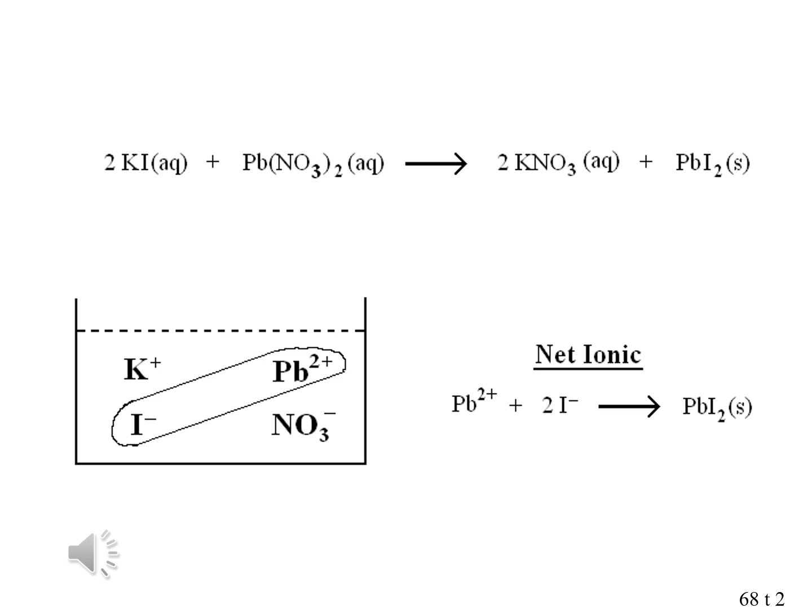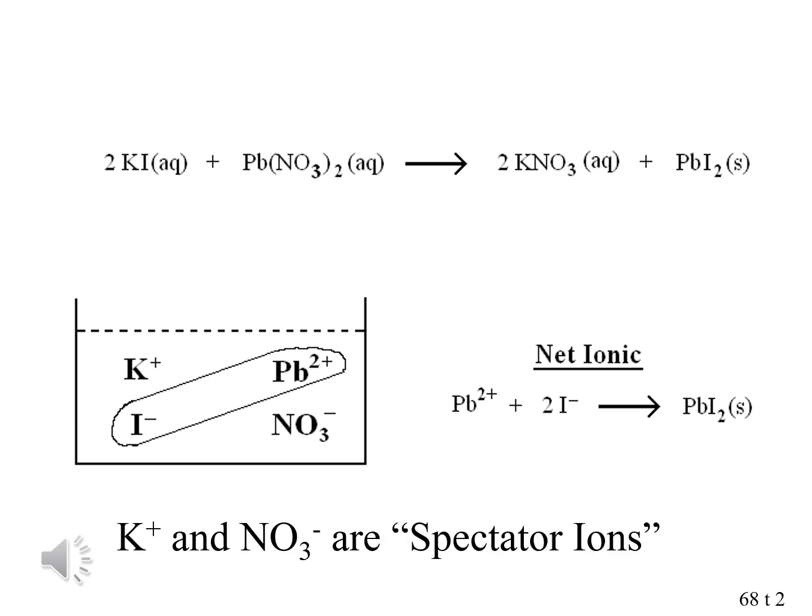Net ionic equations also have to be balanced and have charges. If you're writing the equation for a precipitation, because you're forming the solid, you're going to put the solid on the right and the ions that form it on the left. The other two ions, K+ and NO3-, are called spectator ions because they just watch. They're not really doing anything. All of these reactions have spectators in them.